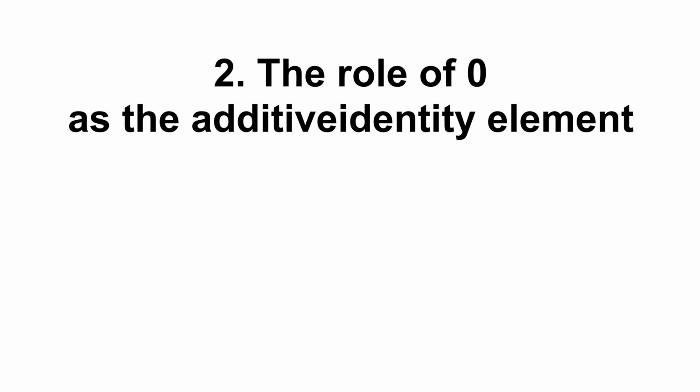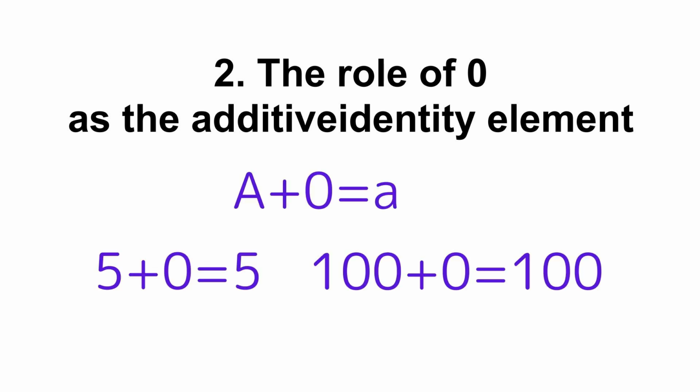2. The role of the additive identity element. An identity element of addition is 0. An identity element is one that, when operated with another element, does not change the result. For any number a, a plus 0 equals a holds true. In other words, 0 is a special number that does not change the value when added. For example, 5 plus 0 equals 5. 100 plus 0 equals 100. Because of this property, 0 is called the additive identity element.